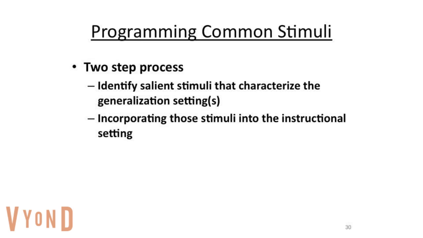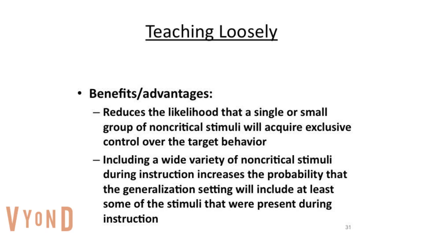Programming common stimuli is a two-step process. So the first step is to identify, when they say salient, what are those common things that you would see in the generalized setting, and then making sure that once you've identified those, that you're incorporating those into the instructional setting. Some of the benefits for what they call teaching loosely, and we'll go through some of the recommendations in the later slides, is that it reduces the likelihood that the client or the student or the learner will overgeneralize, right? Because depending on how you're teaching a skill, they might overgeneralize and only respond to those specific things that were in the learning environment.